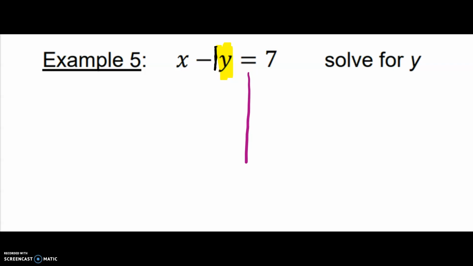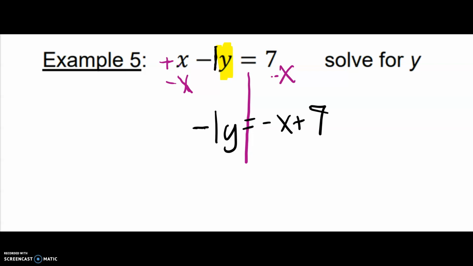And now I'm going to start by getting rid of my x. And just like the invisible 1, we can put the invisible plus sign in front of the x. So that means we're going to subtract x from both sides. So on the left side we're left with negative 1 times y is equal to, on the right side, we have our 7 and minus x. Those are not like terms. We cannot combine them, so I'm just going to write them out. Negative x plus 7.